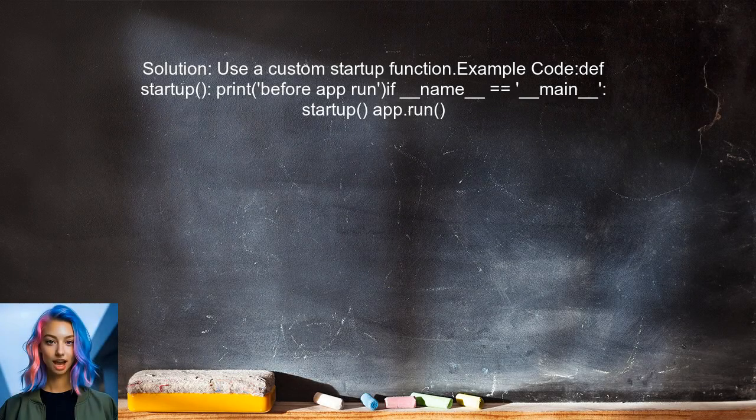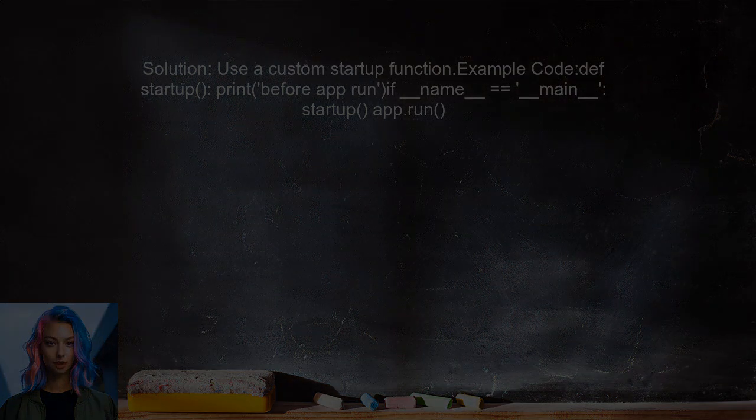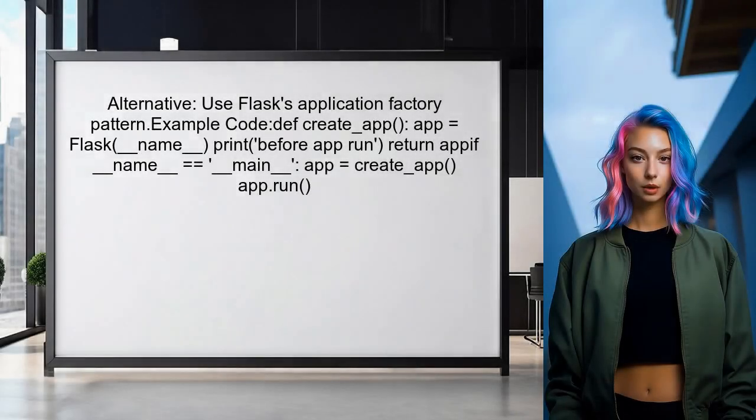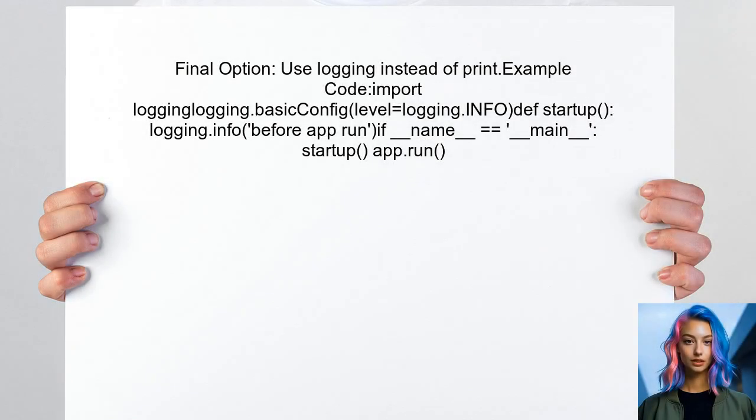One solution is to use a custom startup script. The user can create a function that contains the print statement and call this function within the application context. Alternatively, the user can utilize Flask's application factory pattern. This allows for more flexibility in how the application is created and run. Lastly, if the user wants to see the print statement when running with Gunicorn, they can log the output instead of printing it. This can be done using Python's logging module.